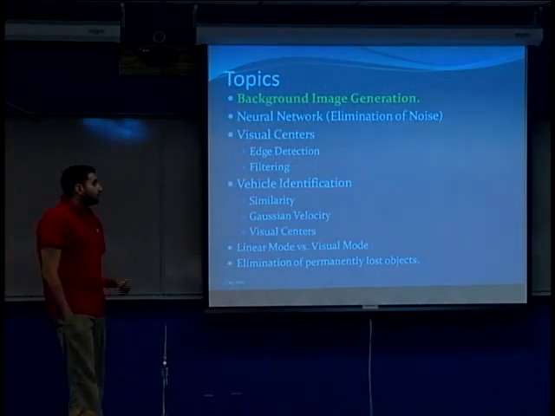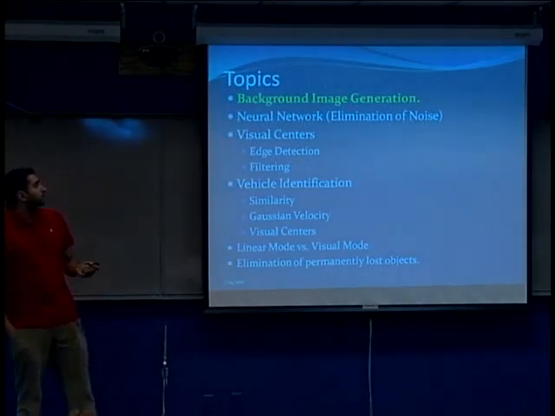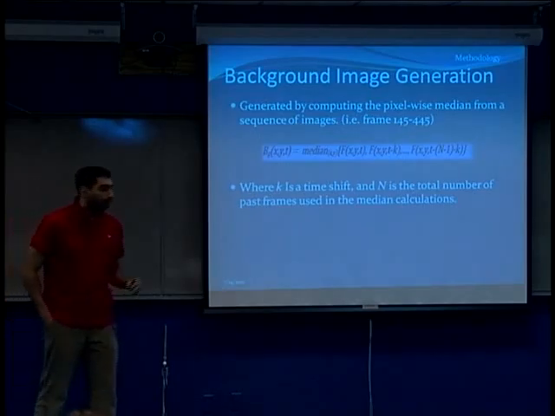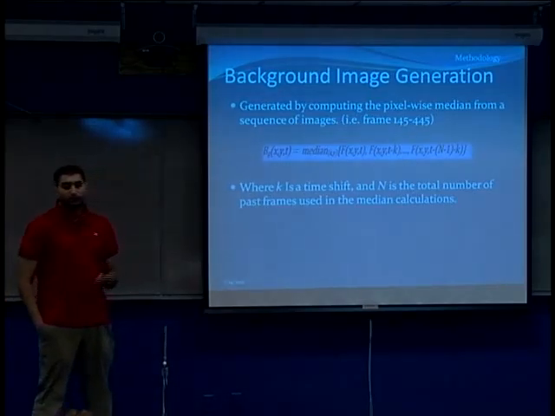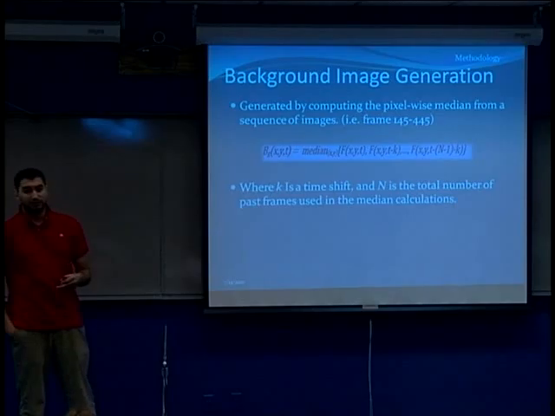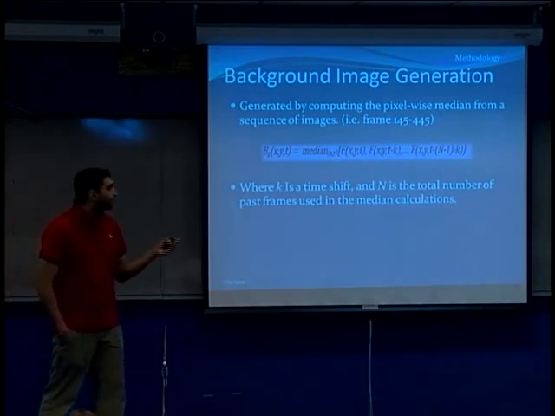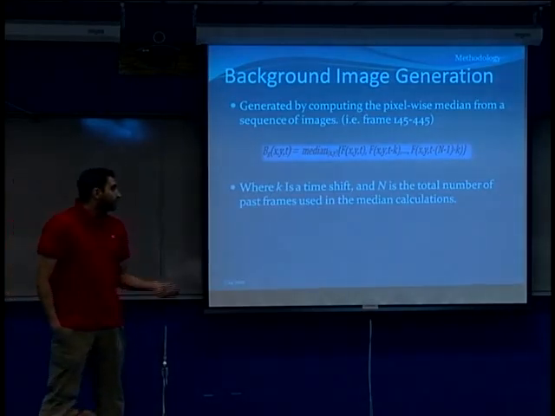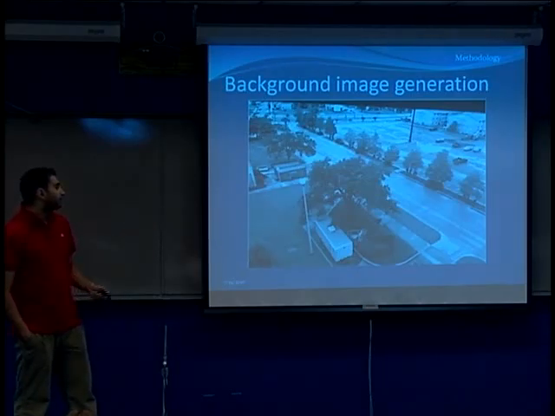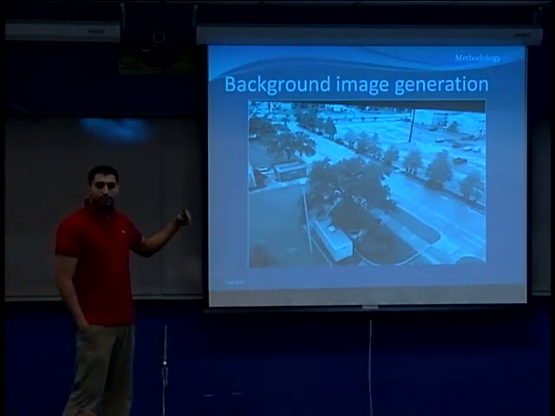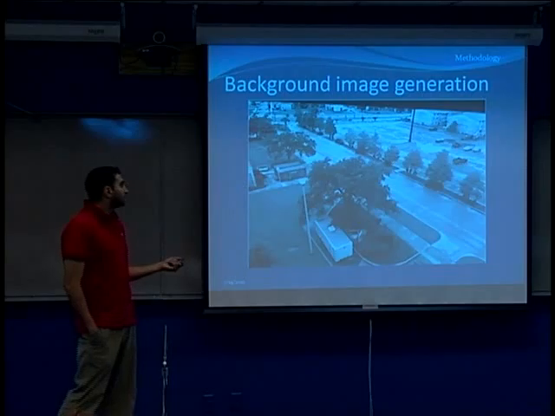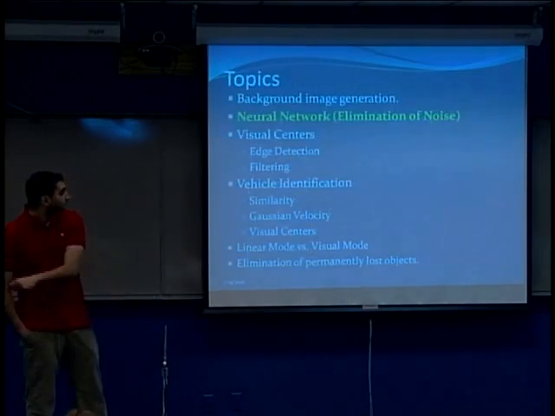Here are our topics. First, we're going to talk about the background image generation. What we did is we generated the image by computing the pixel-wise median sequence of the images. In our case, we took around 300 frames, and we got this background image, and that was compared with each frame to get the background subtraction image.